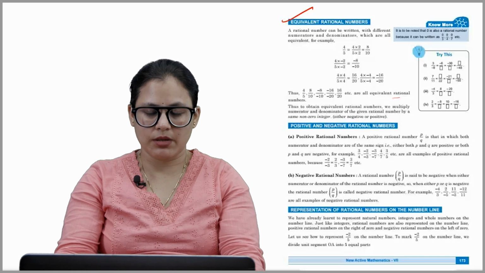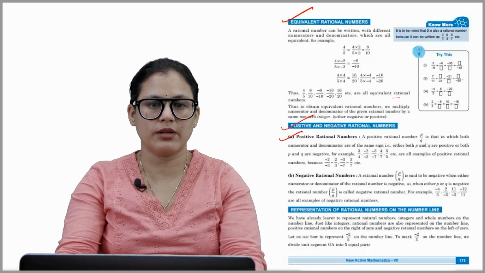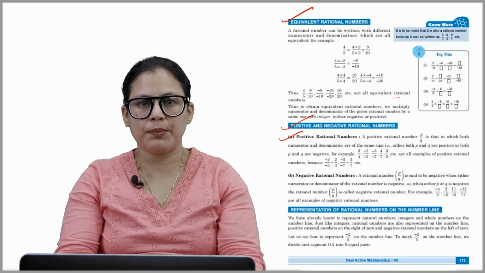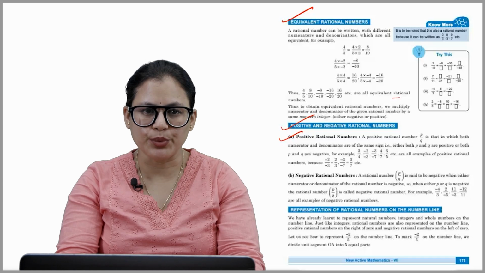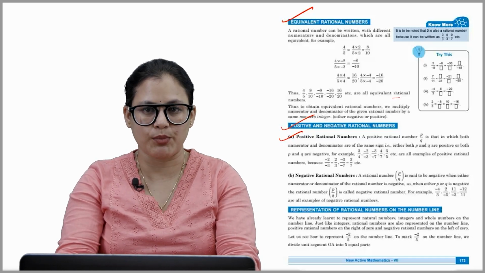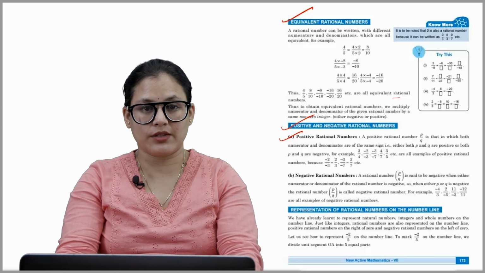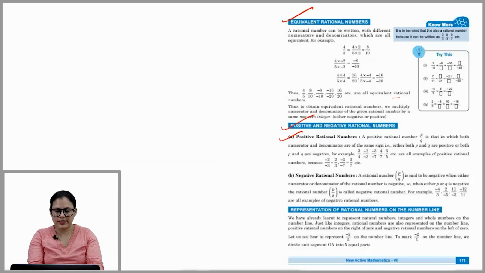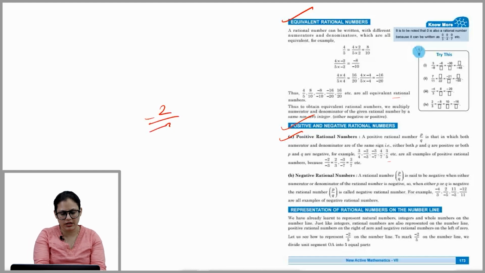Positive and negative rational numbers. A. Positive rational numbers. A positive rational number p by q is one in which both numerator and denominator are of the same sign, that is either both p and q are positive or both p and q are negative. For example, all these are examples of positive rational numbers because minus 2 by minus 3 is 2 by 3 only and minus 3 by minus 7 is equal to 3 by 7 only.